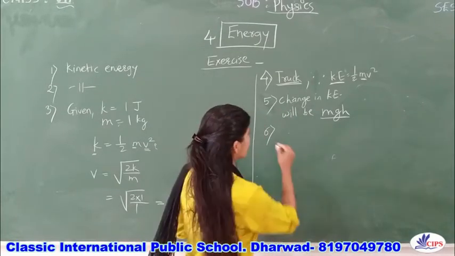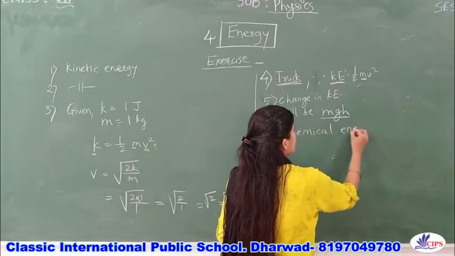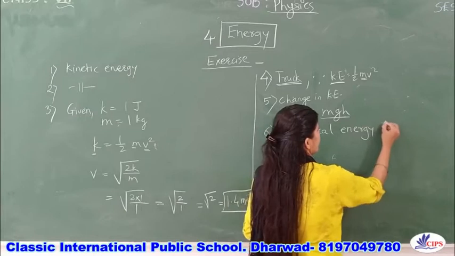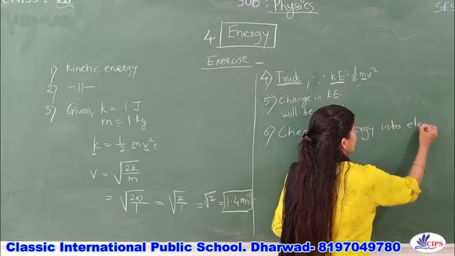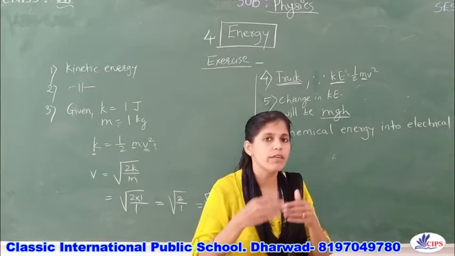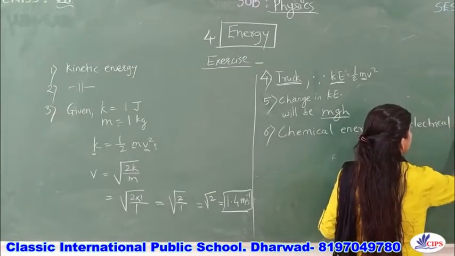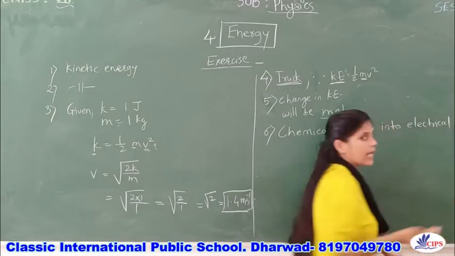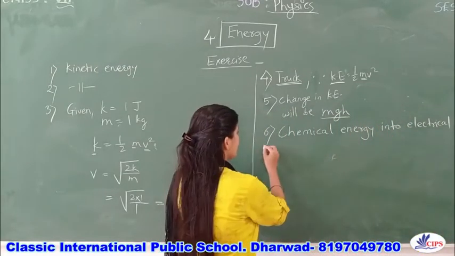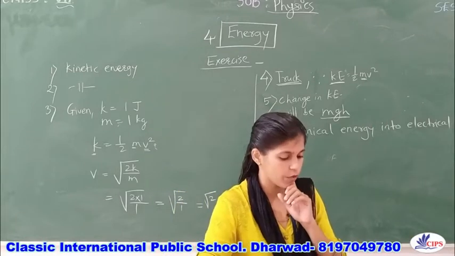So your answer should be chemical energy into electrical energy. Electrical energy, because charges will flow. Wherever there is a flow of charges, it is called electrical energy. Right? So this is the answer for the sixth one. Now children, we will first read the seventh question.